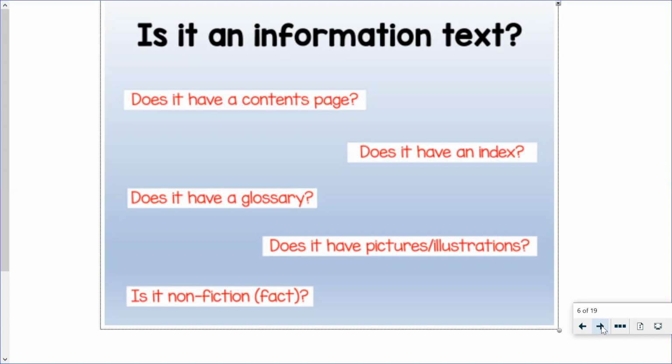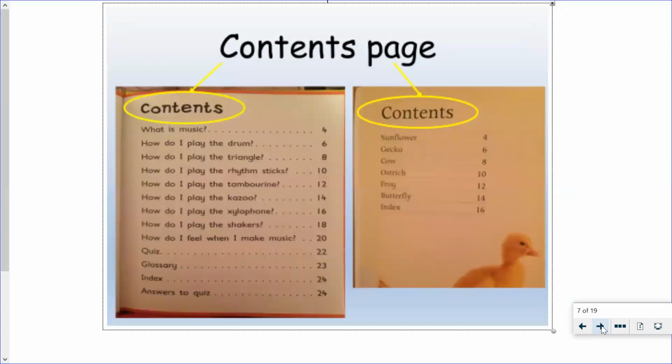So I have a book here where we can see all the features of a non-fiction text. As you can see, a non-fiction text will have a contents page, and the contents page tells us what we're going to learn in the book when we read it. Remember what we said with non-chronological reports, that when you read an information text, you don't have to read the whole book. You can just look at the contents and you can have a look at what you want to learn about.